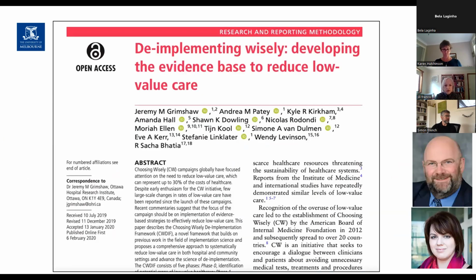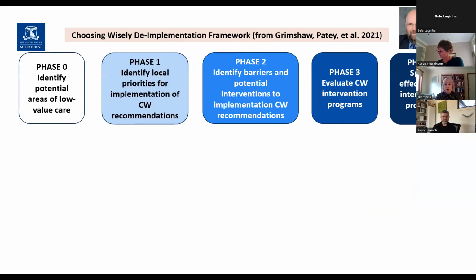And this takes me to a publication by Jeremy Grimshaw, Andrea Patey, and others last year, in 2020, De-implementing Wisely: proposing a framework to develop an evidence base to reduce low-value care. So here, at last, we're getting to a robust empirical evaluation of strategies to reduce care. So they're proposing strategies that, quite interestingly, start at phase zero with identify potential areas of low-value care. This is about, do you have evidence that there's a problem? And so it's a very important starting point.